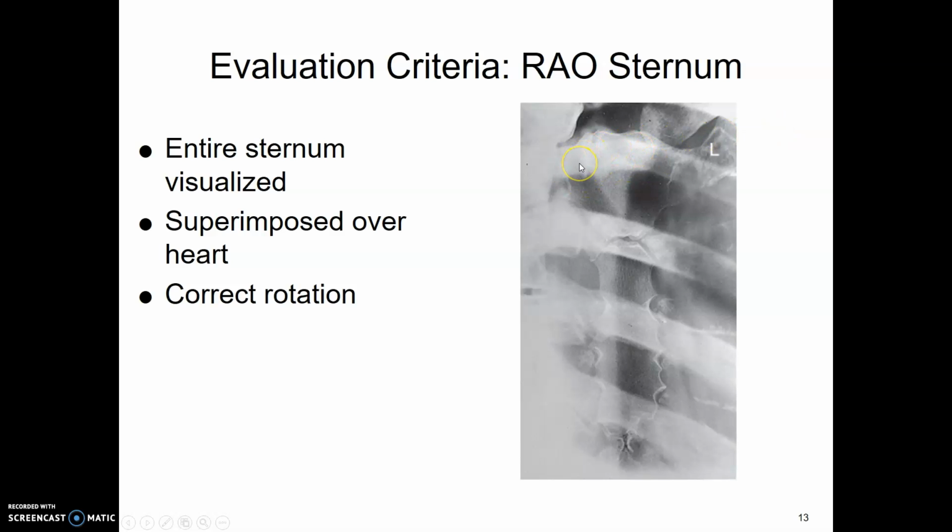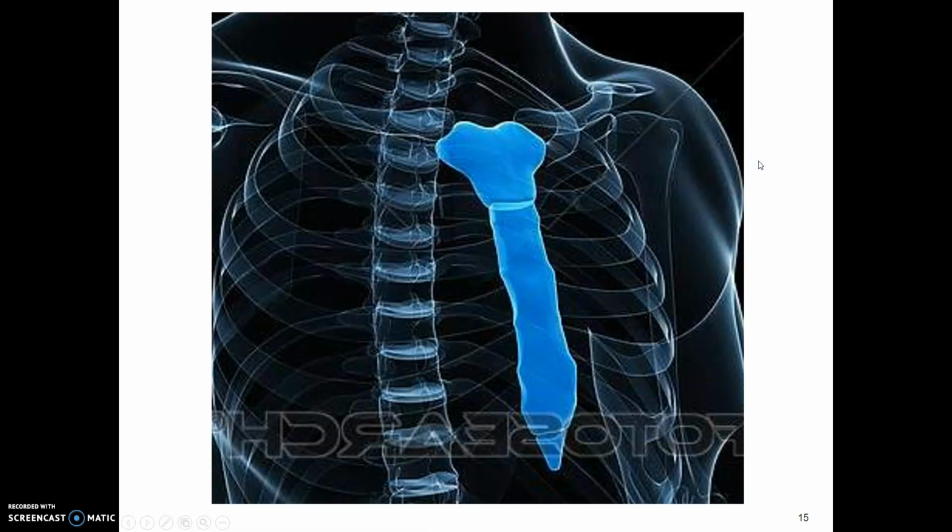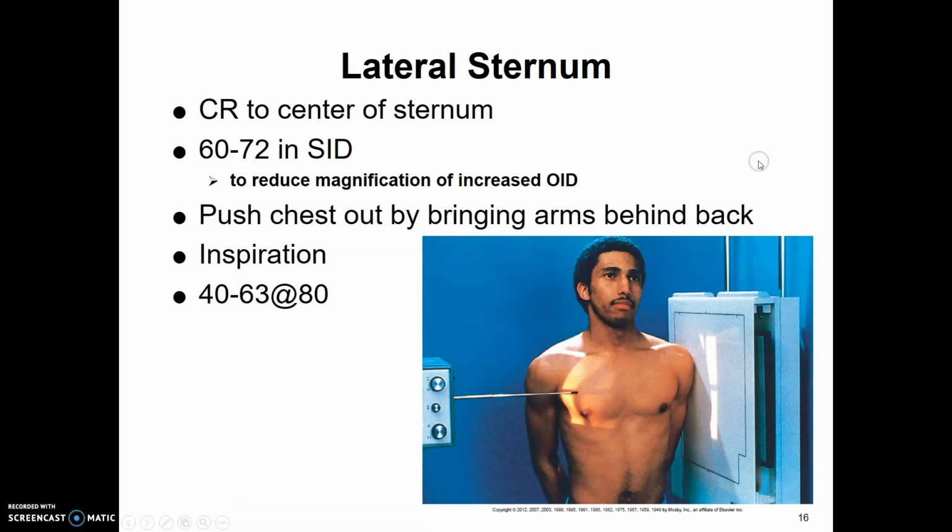Evaluation, well, you want to see the whole sternum. Ideally. Mine don't look like this. I actually only get good sternum images when I do oblique ribs, to be honest with you. When I'm not trying, I get them. Again, just an anatomy picture, and I thought this was just pretty.